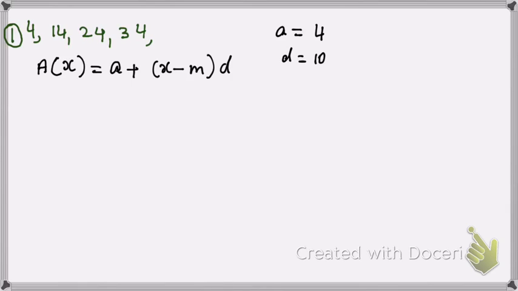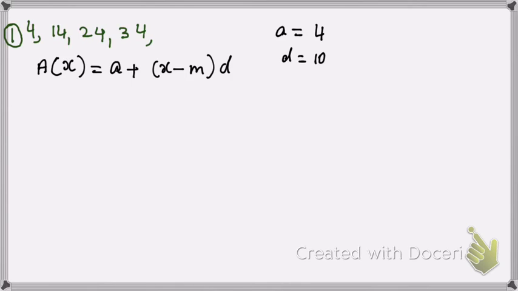We don't know what m is. We need to find what m is. So in order to find the value of m, what we can do is, first, okay, I think the recording got interrupted.